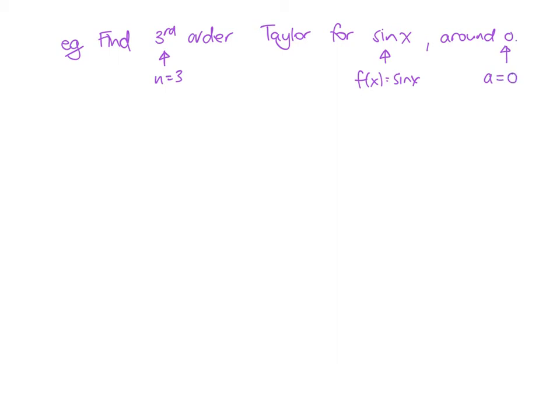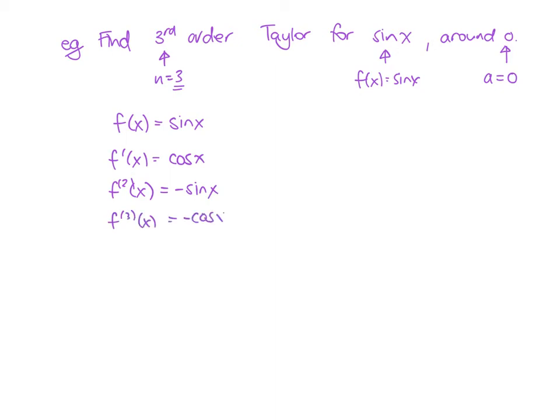Because I'm working with n equals 3, I know that I'm going to need 3 derivatives. So here's my function, sine of x. Let's find the first derivative. That's going to give me a cosine of x. Second derivative is going to give me a minus sine of x. And my third derivative is going to give me a minus cosine of x.